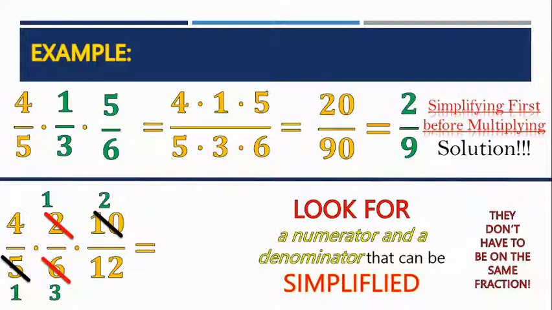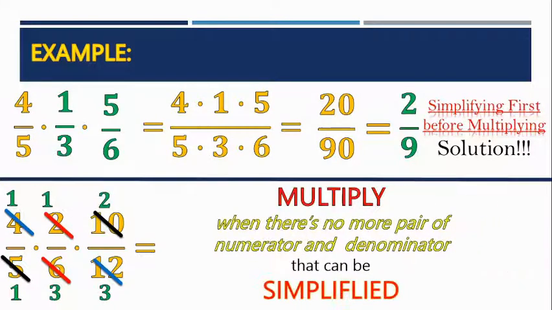The last pair that I could see is 4 and 12. So I could see that 4 and 12 are divisible by 4. So after dividing them by 4, I got 1 and 3. Now, I'll give you some more time to look for possible pairs, if there's any, that we could still simplify. Then, if there's none, then we could multiply the fractions now, the simplified numbers after doing the cross cancellation.